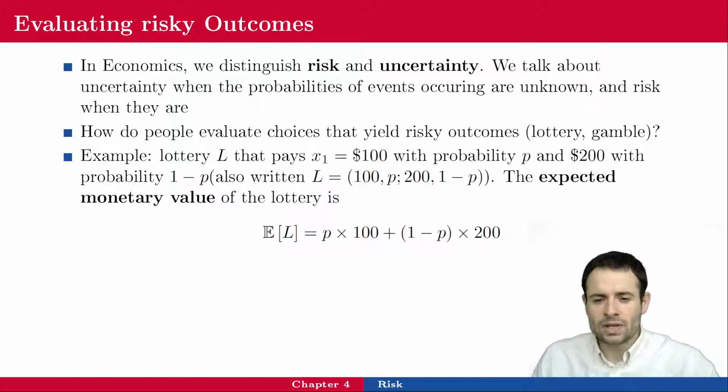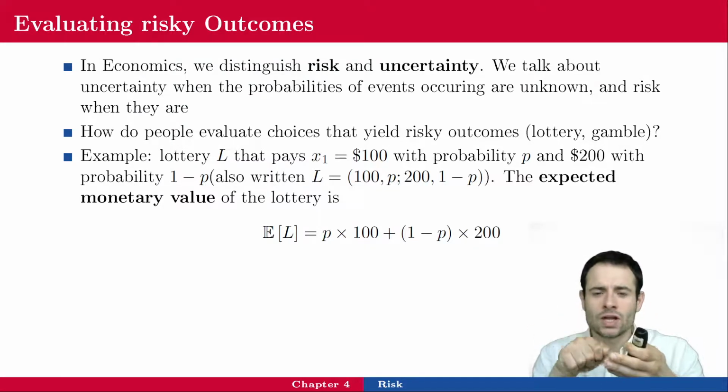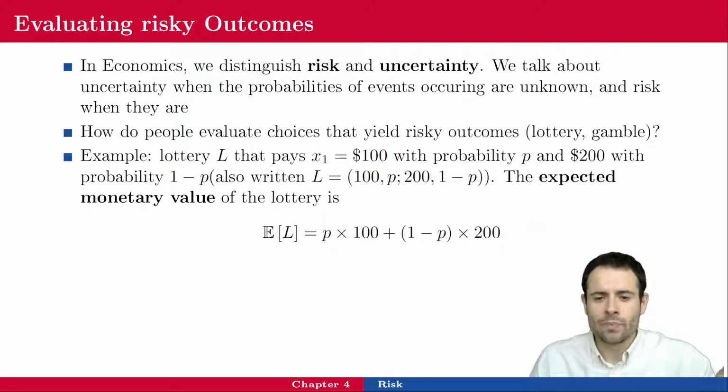The lottery can be written then 100p; 200 1 minus p. The way to read it is gain of 100 with a probability p, gain of 200 with a probability 1 minus p. Now, if you think about a scratch game, you know those tickets that you buy for $1 that you scratch? There are probabilities associated to each gain. Imagine that this lottery is a scratch game. You can either win $100 or $200.